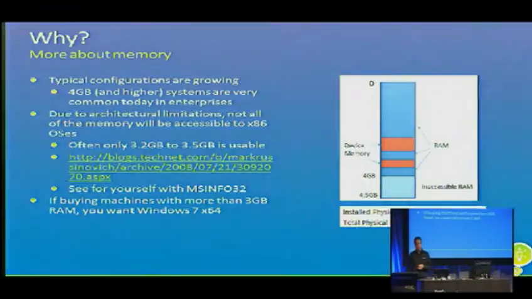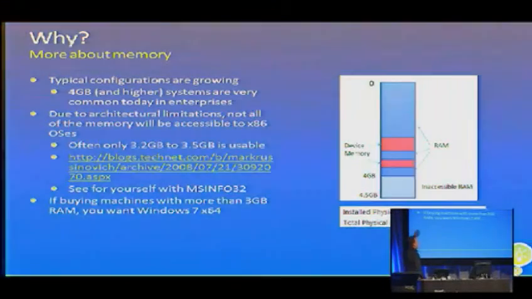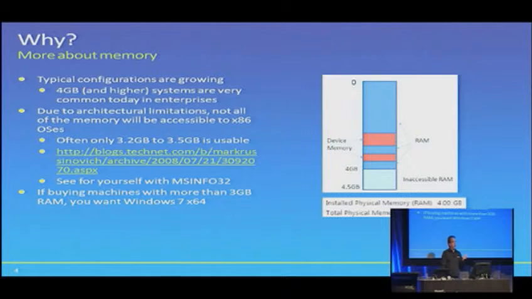So the main thing that you'll want to try to do is anytime you're looking at a machine with more than 3 gig of RAM, you're going to want to run a 64-bit OS on it. Now, as long as you're buying the majority of your machines with less than that, then all right, this probably isn't that compelling of a reason in itself to go to a 64-bit OS.